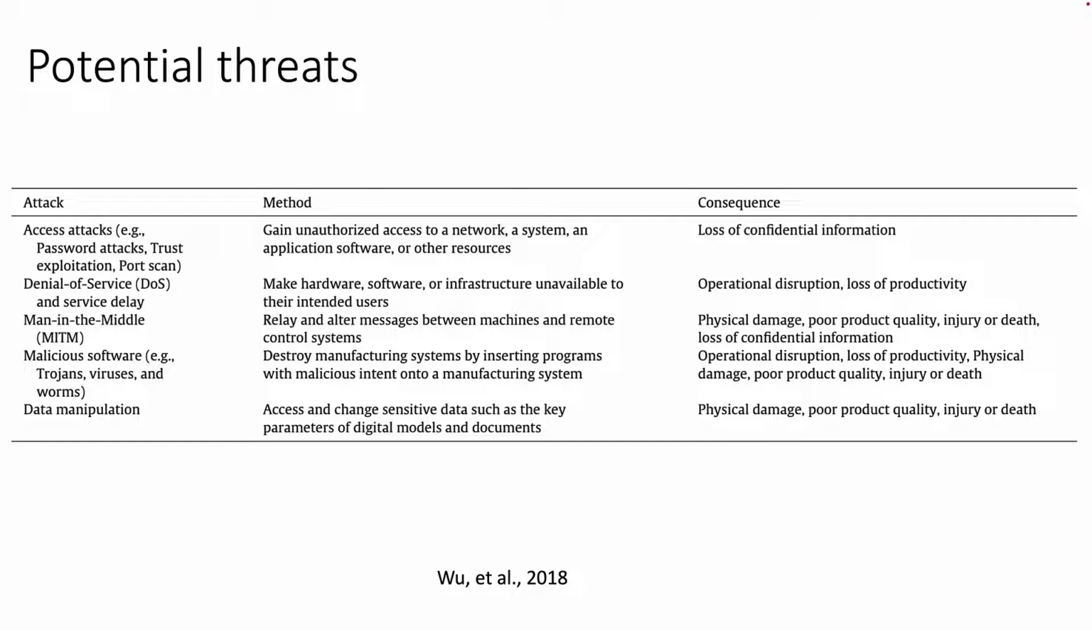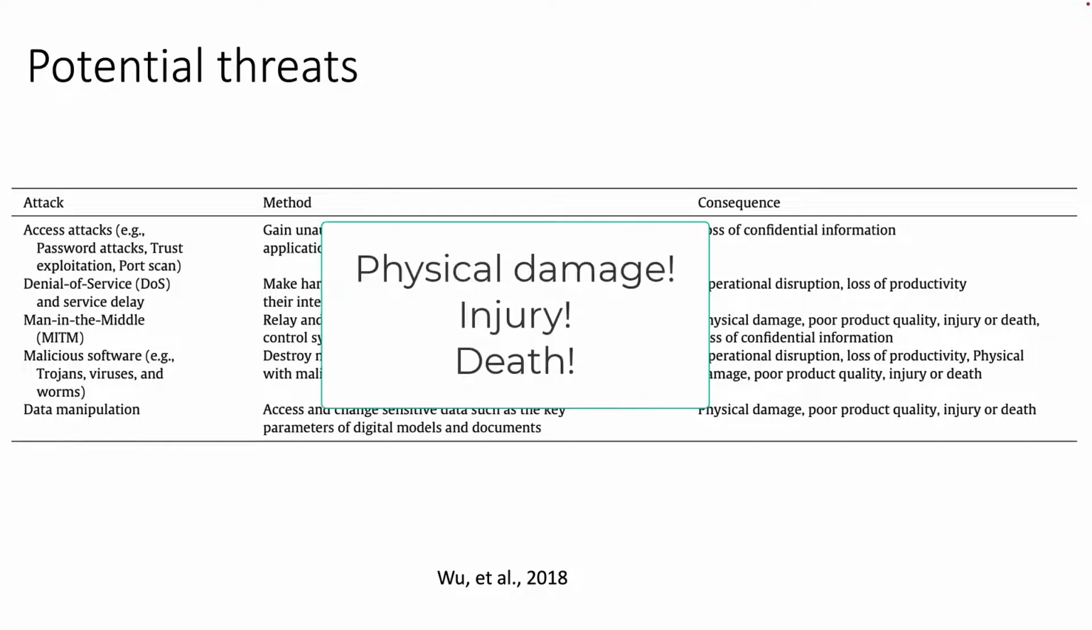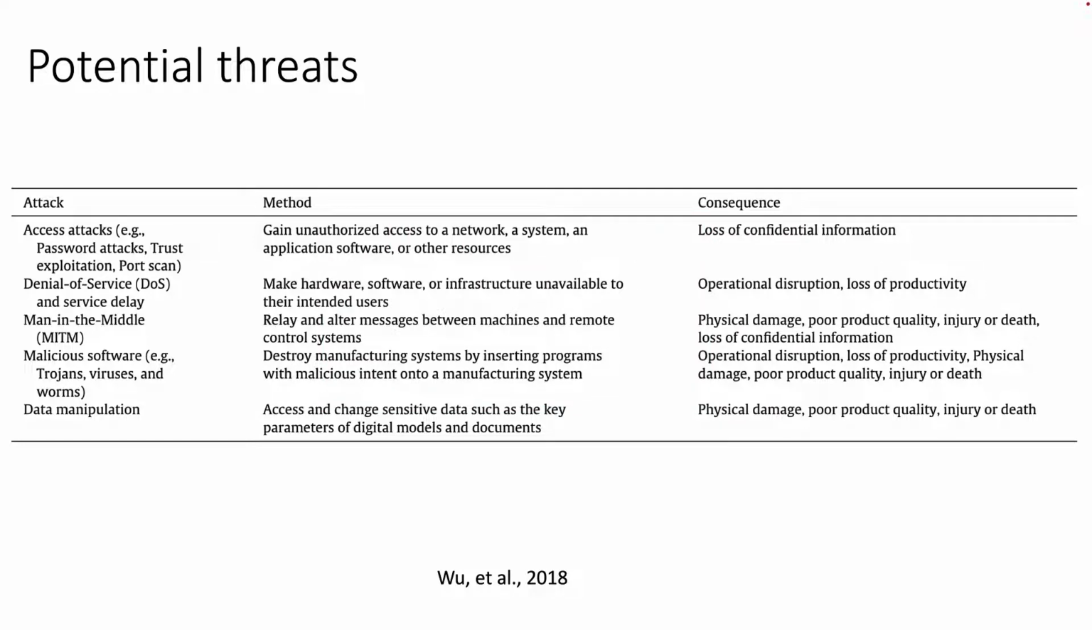You have human in the middle attacks, which can result in physical damage, poor product quality, injury or death, and loss of confidential information. Now, let's concentrate on that for a second. I don't think I've ever seen a class in cybersecurity or information technology that talked about physical damage or injury or death. And that's where operational technologies and these cyber-physical systems come in: there is the potential for physical damage, not only to the machines, but also to humans, or injury or death. And that's why securing these systems is of critical importance.